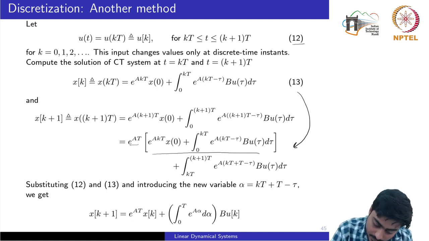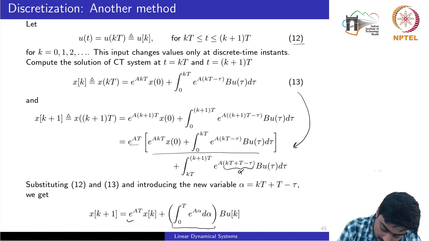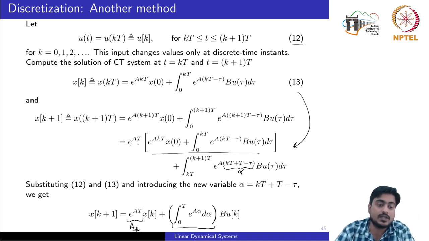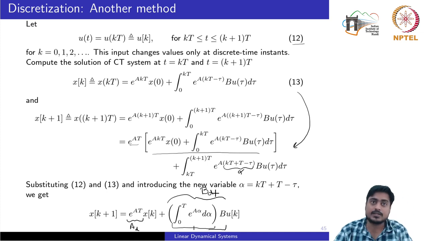Because I replace this part by alpha, I would have e to the power a alpha d alpha, since b is a constant matrix. Then rearranging the lower limit and the upper limit of the integral, we finally got this expression. Now this part I can define as the discrete time A matrix of the continuous time system, and this whole part is basically the BD matrix.